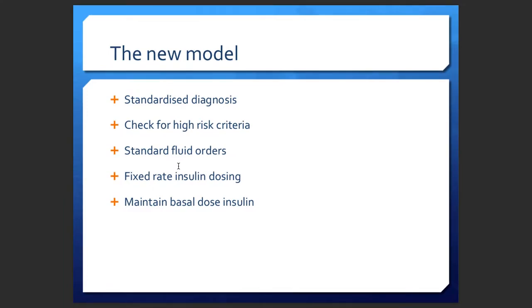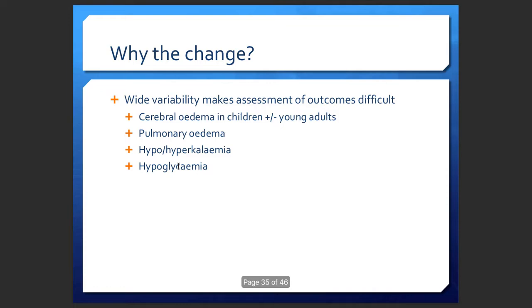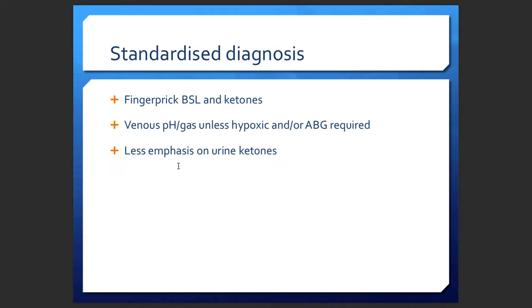So I will try to summarize the new model. What is this new model? In this new model they have tried to standardize the diagnosis, the treatment, and what should be done, especially regarding insulin, because there has been a lot of confusion about what should and should not be done. There is a big variability. For example, a young adult or an old person can even be associated with cerebral edema. Someone may present with pulmonary edema, even hypo or hyperkalemia, hypoglycemia as well. So that is the reason.